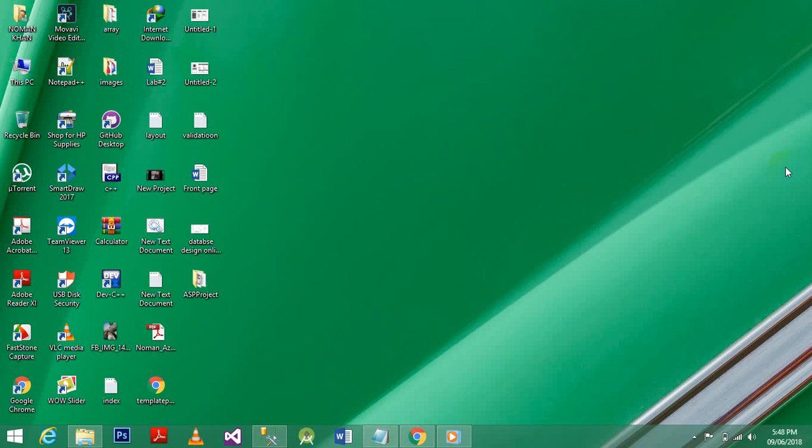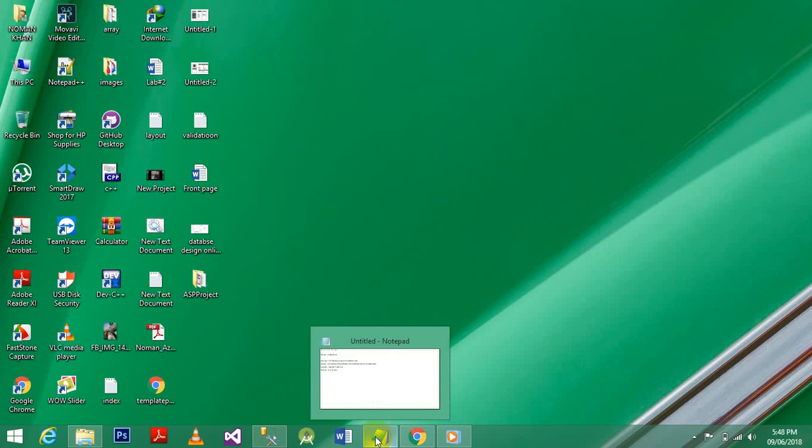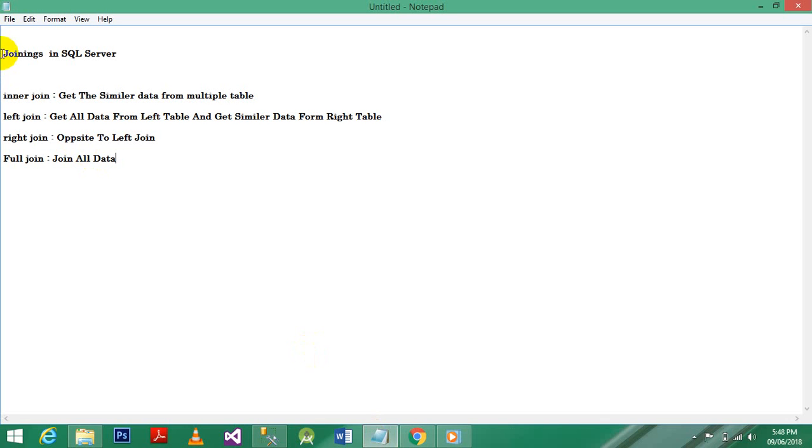We use joining in SQL Server when we want to retrieve multiple data from multiple tables. So let us start. We have four joins in SQL Server. First is inner join, left join, right join and full join.